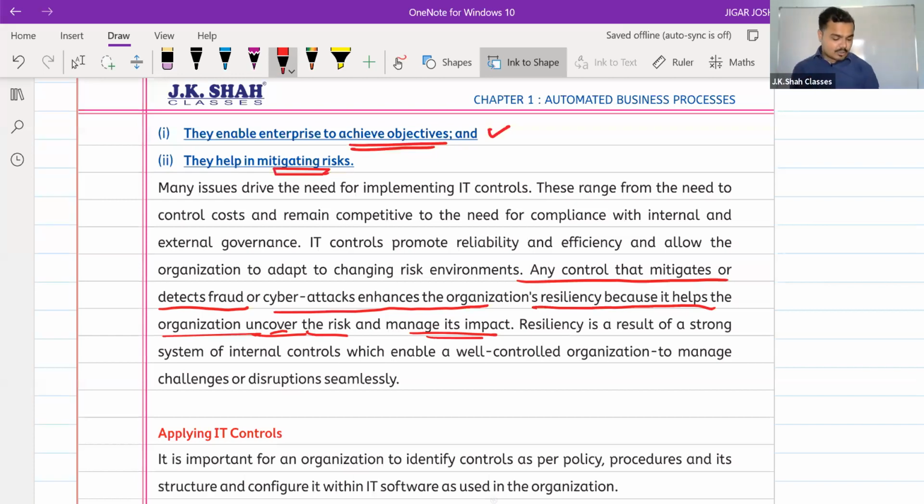So whenever we apply the control, sir, we will be able to easily judge what type of risk we are actually facing, and accordingly, sir, we would try our level best to reduce the impact of such risk.